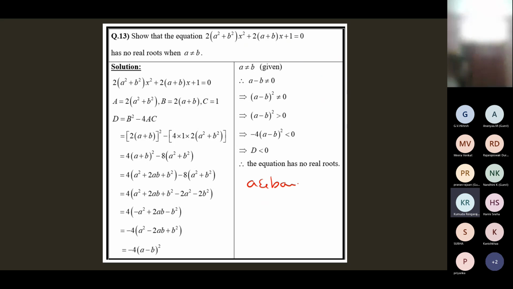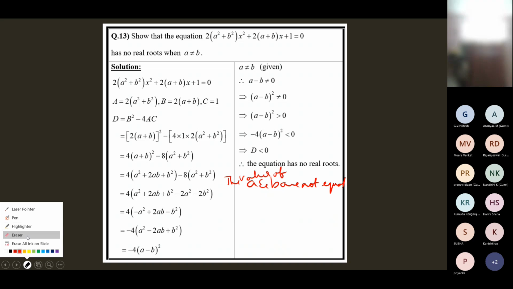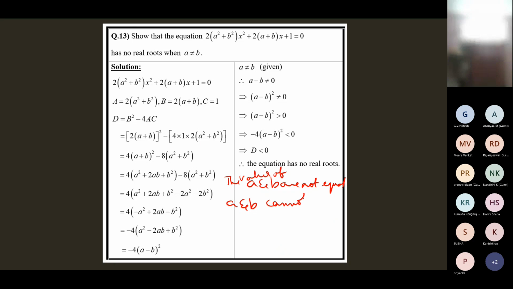The values of a and b are not equal. The values of a and b cannot be negatives of one another. With this note, we'll begin this proof.